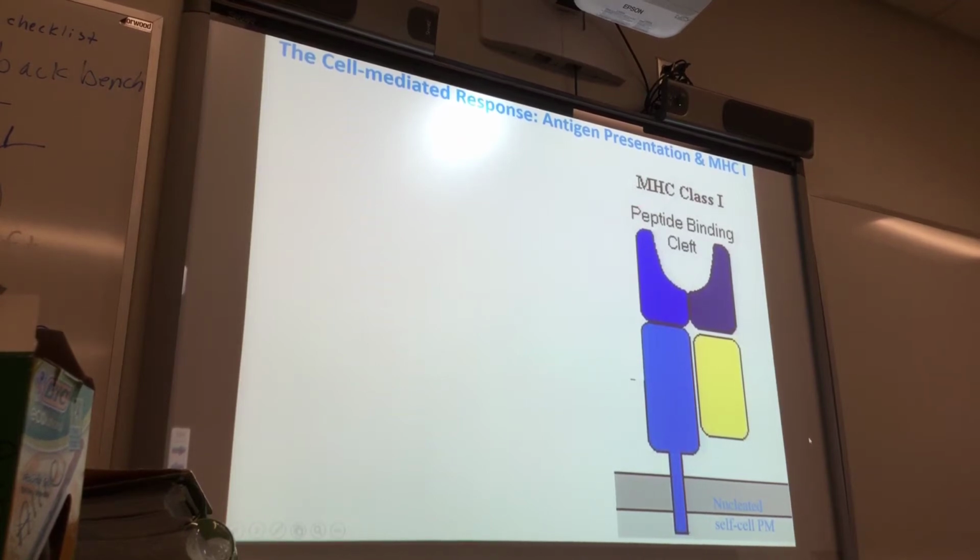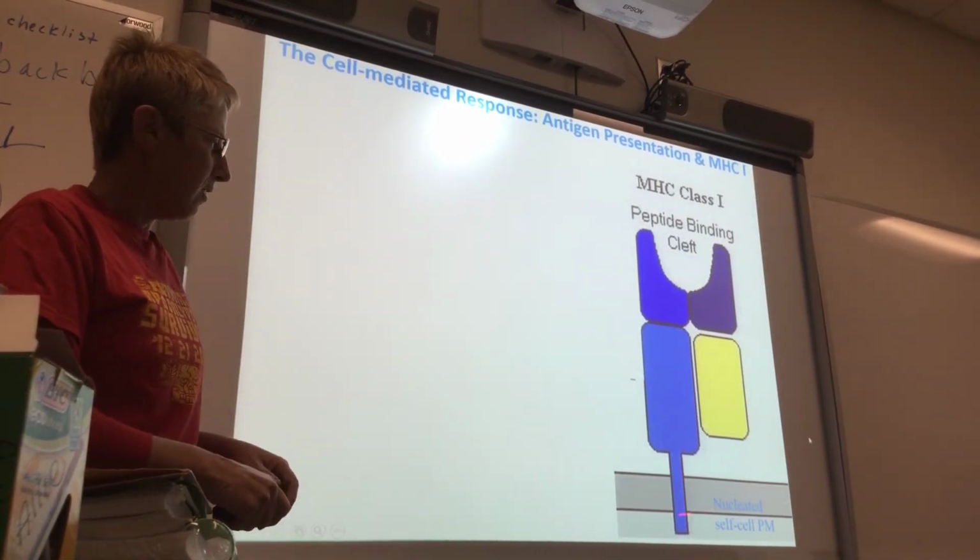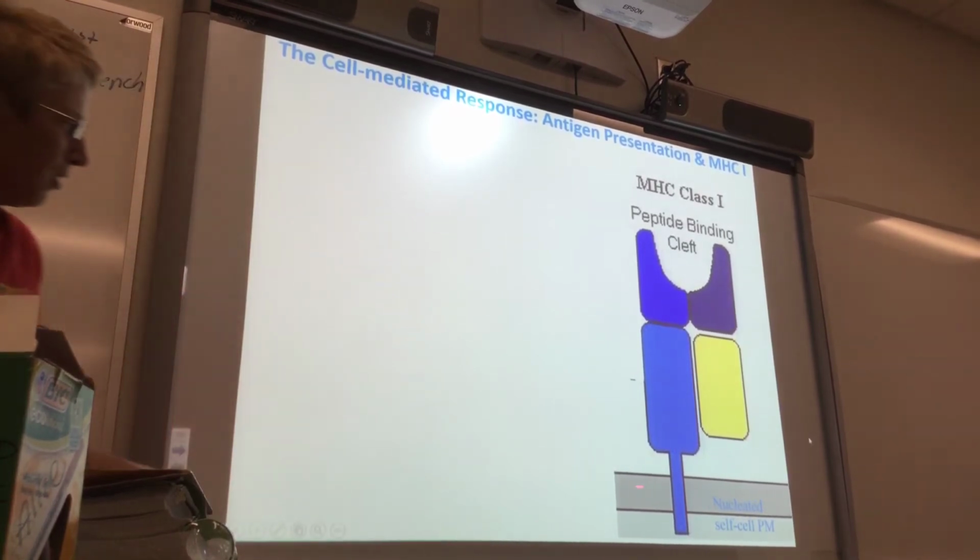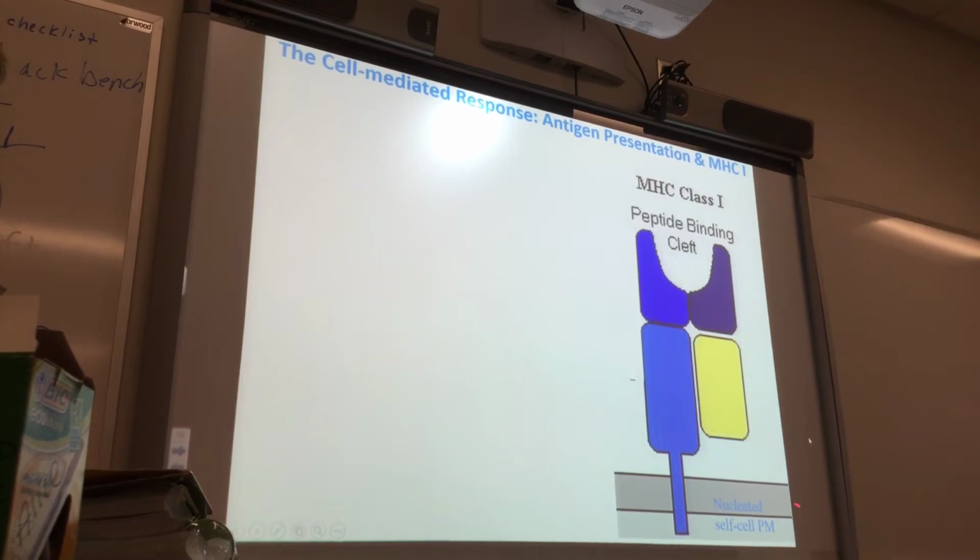I've been talking about these guys, major histocompatibility complex antigens, or MHC proteins. Do you remember the military analogy I used? Your MHC proteins on your cells are like what? Dog tags. Yeah. So this is a nucleated self-cell plasma membrane. All that means is this is a cell of your body. It could be a lung cell, a heart cell, a liver cell. It's got a nucleus, it's a self-cell, and it's a plasma membrane. Sticking out of that plasma membrane is a set of dog tags called MHC class 1. What does MHC stand for again? Major histocompatibility complex.